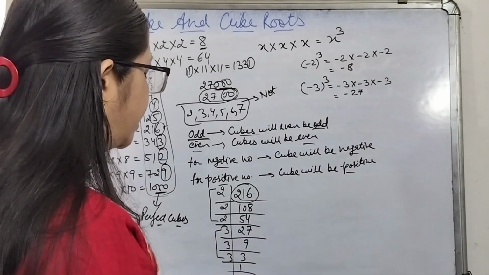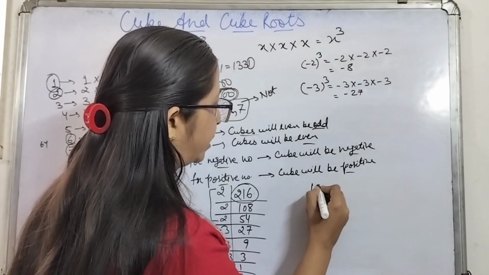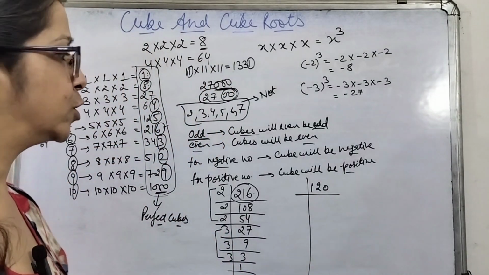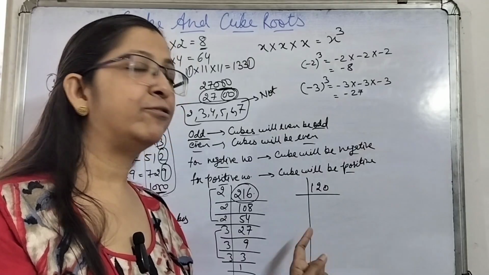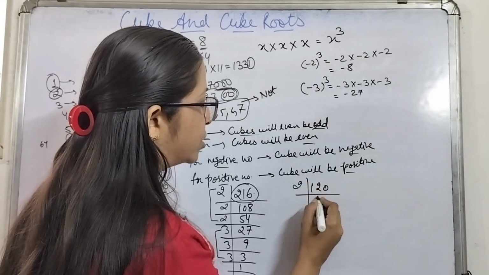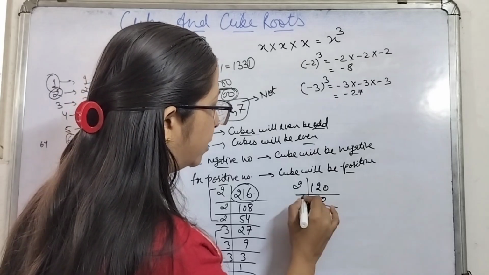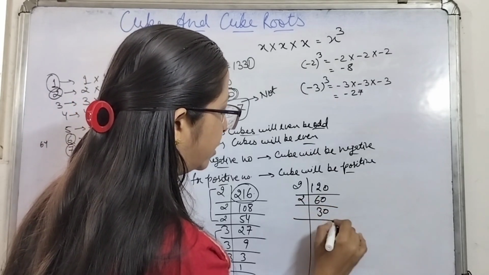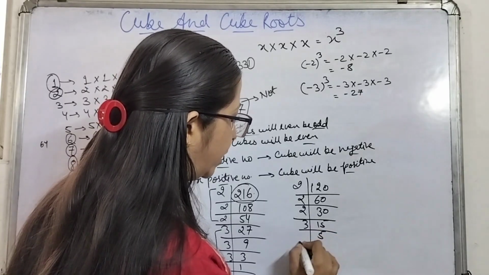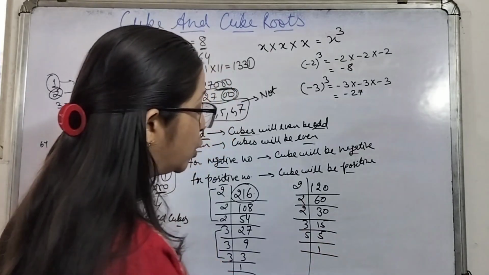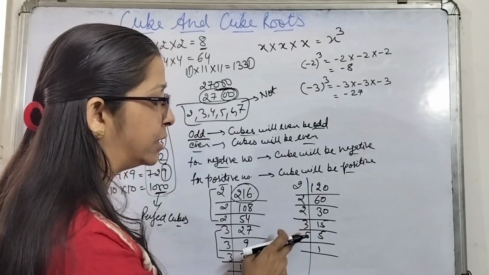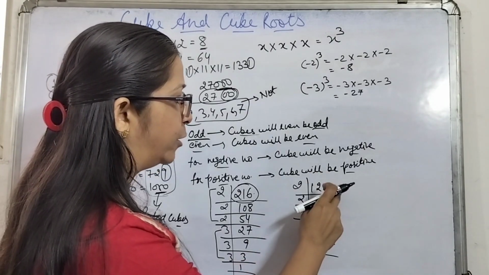Now, if we want to check whether 120 is a perfect cube or not, we will find the prime factorization. 2 6s are 12, 60, then 2 30s, then 2 15s are 30, then 3 5s are 15, and 5 1s are 5. So we can see the factors of 120 are 2, 3, and 5.